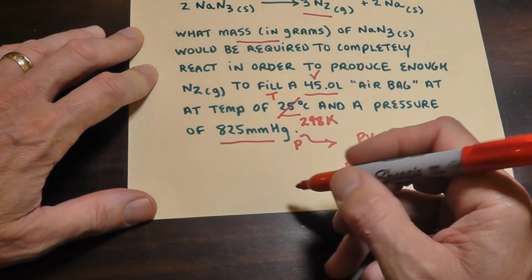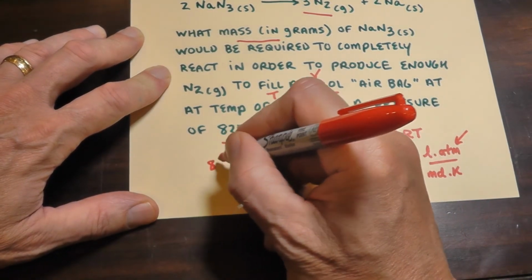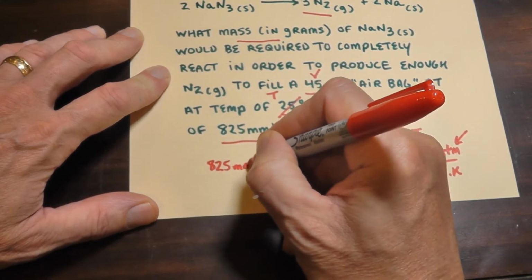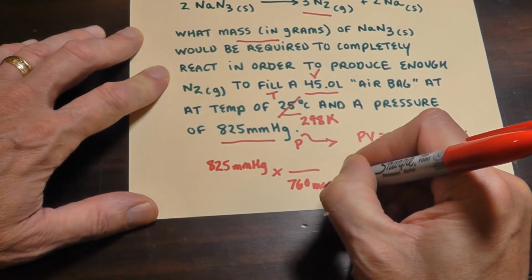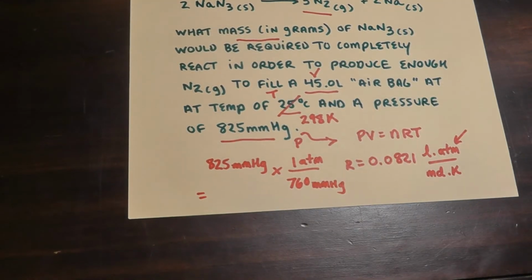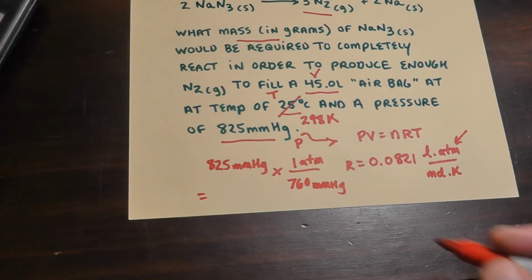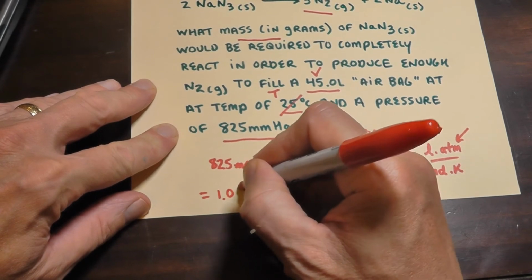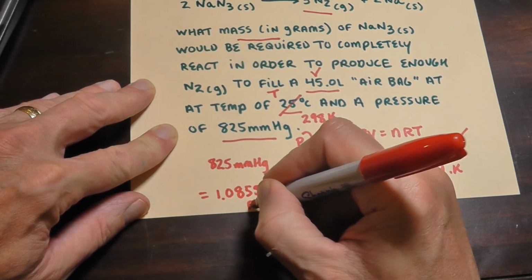Once again, this pressure is not in units of atmospheres. So what I'm going to do is convert it. 825 millimeters of mercury. There's 760 millimeters of mercury, 1 atmosphere. So let's see what that is. And then I'm going to go ahead and take inventory of what I got. And I got a P, a V, and a T. And that means that I can go ahead and solve for what's missing, which to me is going to be moles. All right, 1.0855 atmospheres.